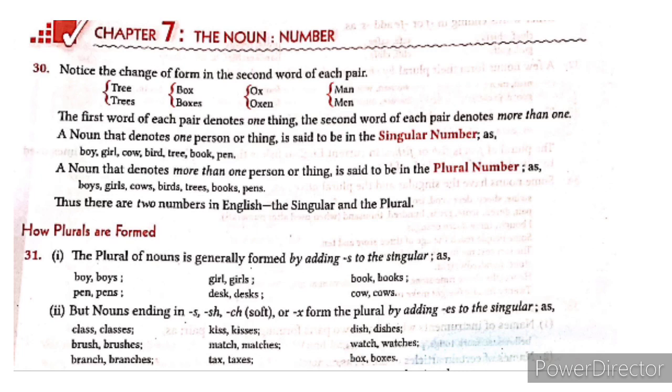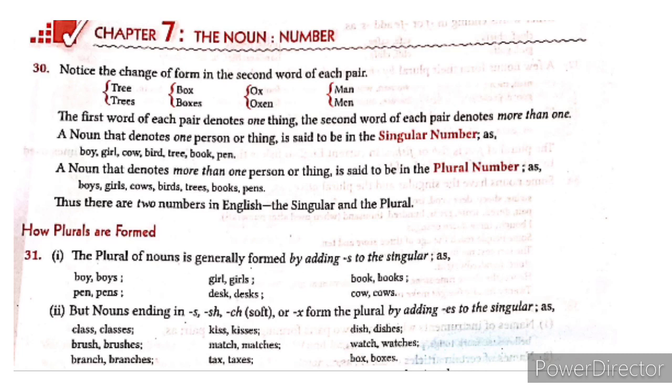Boy shows one boy, one person. Boys shows more than one boy, more than one person. Whereas girl shows one girl, girls shows more than one. If I say chair, chair is one thing, one item. Chairs means more than one. Understood?